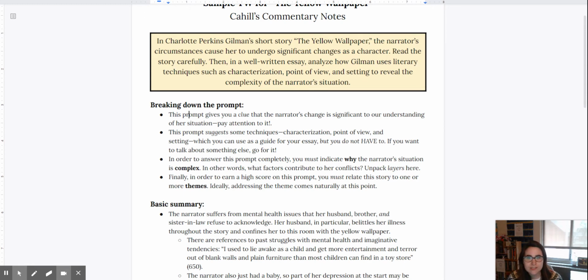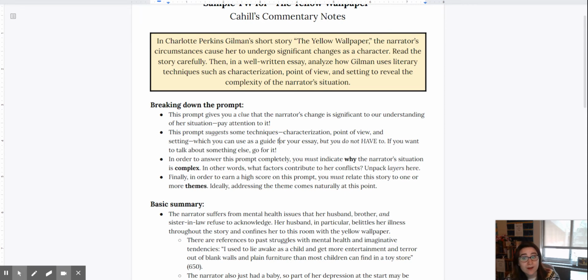So, first thing you want to know is that the prompt is giving you a clue that the narrator's change is important. Pay attention to those clues when they exist. Then the prompt suggests some techniques that you can use, characterization, point of view, and setting, but it doesn't demand that you use those. So if you want to talk about something else, you always can do that. These are present in the story, so there's something that you may want to consider. But again, if you want to unpack dialogue or diction or something else in the story that stood out to you, it's totally fine.